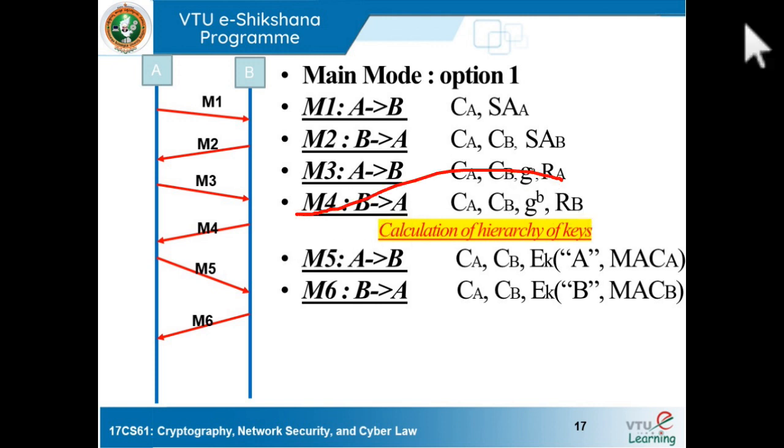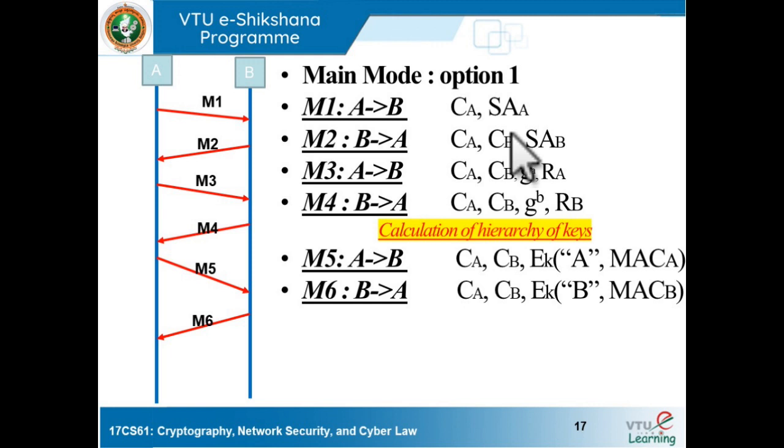Similarly, we can see that M4 is the reply which is composed by B and sent to A upon receiving the message M3. Now this message M4 contains the cookies of both the communicating parties A and B, along with the Diffie-Hellman partial key G to the power of B, and then RB, a nonce generated by responder B.